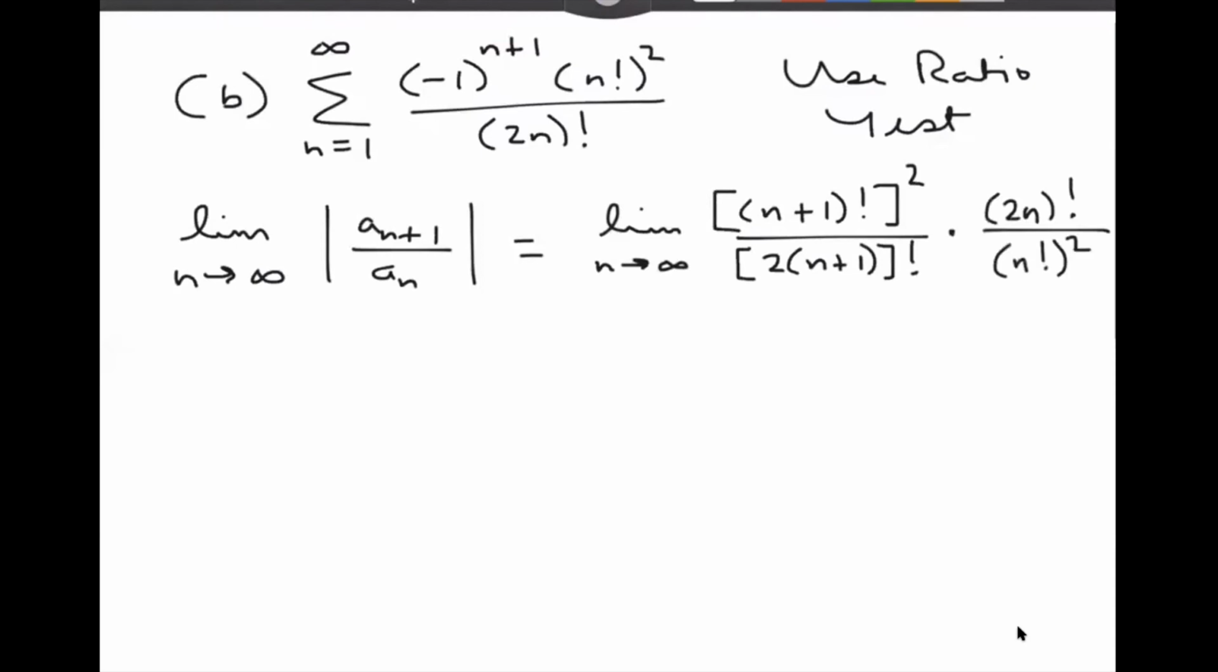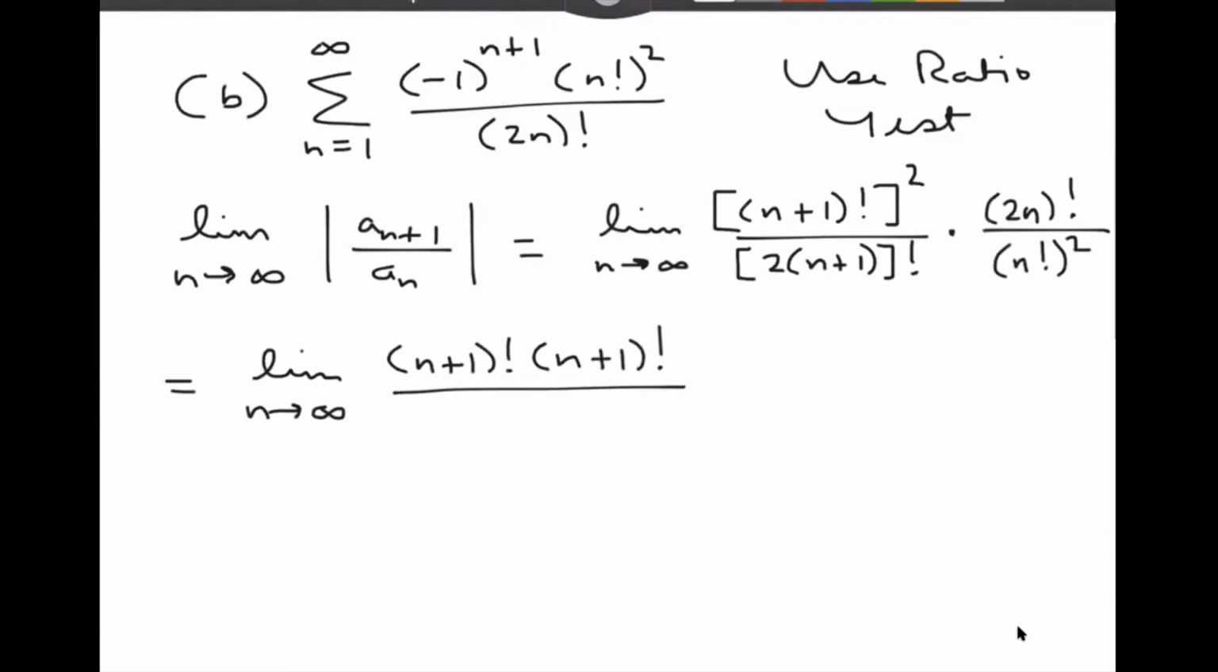All right, so let's see what we have. We have n plus 1 factorial, n plus 1 factorial. It'll be easier to simplify if I just write it as times itself instead of squared. 2n plus 2 factorial, and then 2n factorial, and down here I'll write n factorial, n factorial.